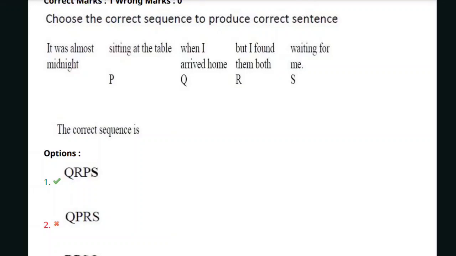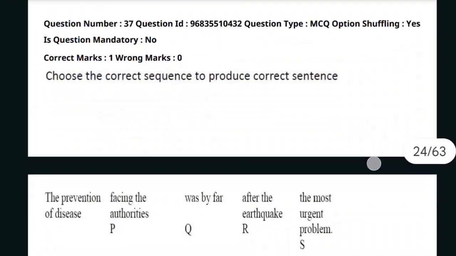It was almost midnight when I arrived home, but I found them both sitting at the table waiting for me. And this is the correct order. Let's look at the correct order of the sentences once again. It was almost midnight when I arrived home, but I found them both sitting at the table waiting for me. So the correct answer here is QRPS. Let's move towards the 37th question.